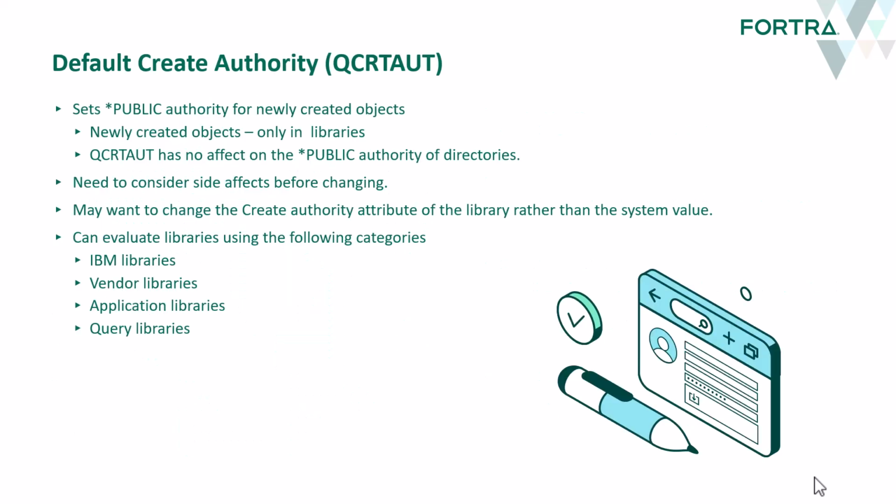Another system value that sets the tone for your system is the create authority value. Create authority sets the public authority for all objects being created on the system. Now, there are certain overrides that can be taken into account where a library can have its own create authority. So objects within that library may be created with a different public authority than all the other objects on the system. A great way to start evaluating this is to break down your libraries into certain categories: IBM libraries, vendor libraries, application libraries, and possibly query or user libraries that are out there.